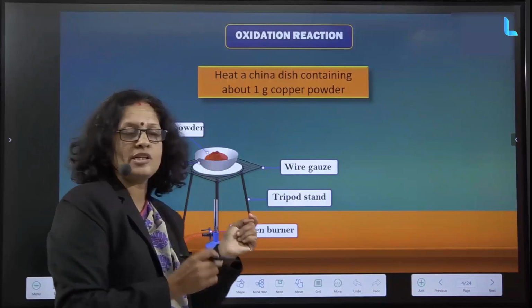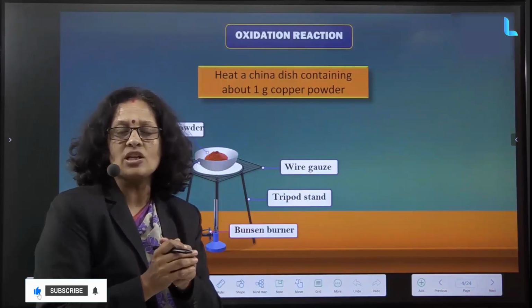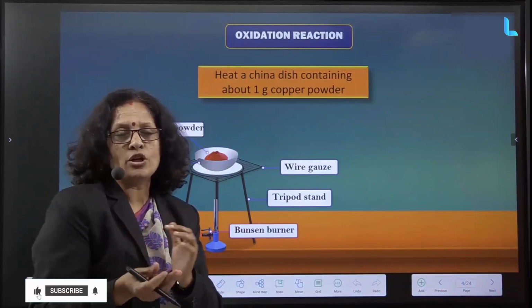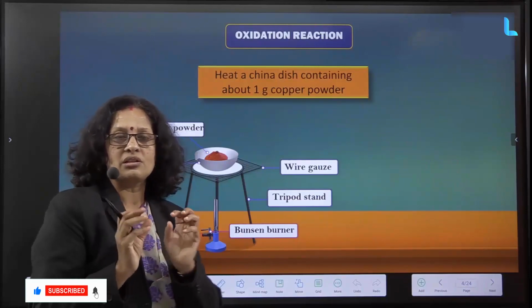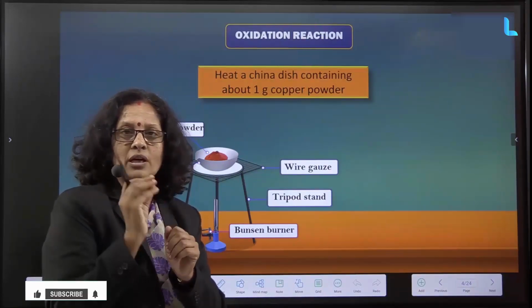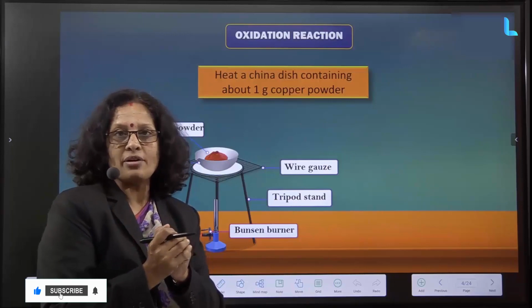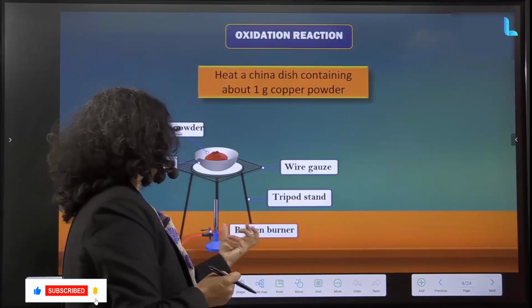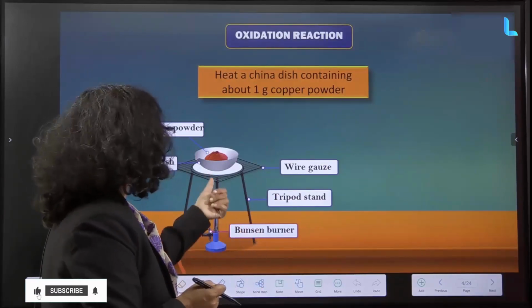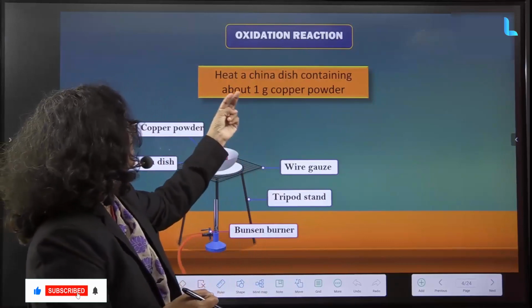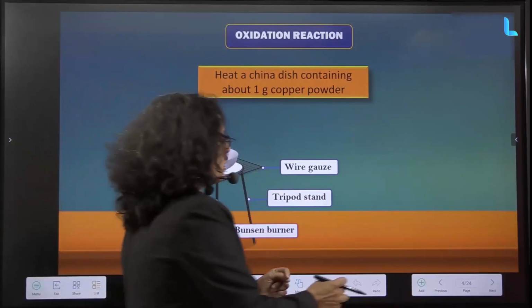Because if the flame is given directly, sometimes the substance gets decomposed, gets degraded. So in between the mesh should be there. Uniform heat should be given, and a small quantity of heat at a time. So this is the Bunsen burner. When it is heated, heat a china dish containing 1 gram of copper powder.